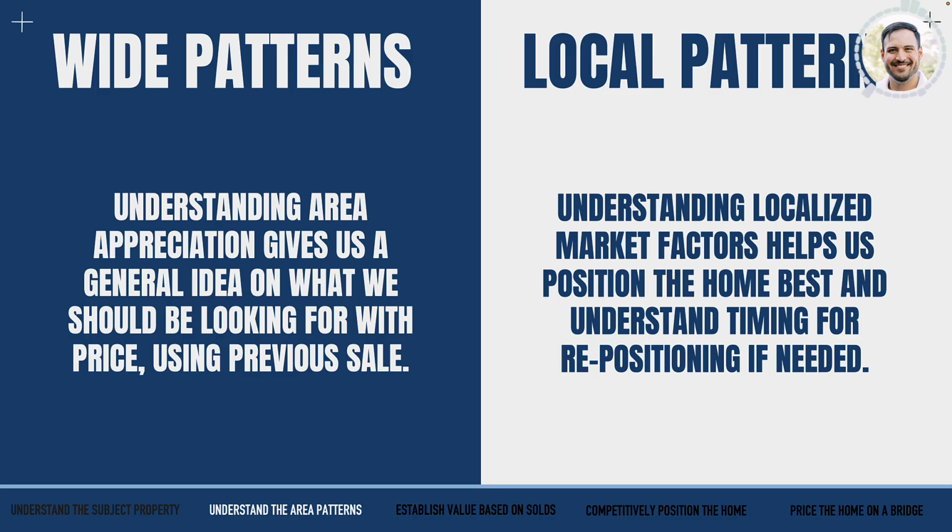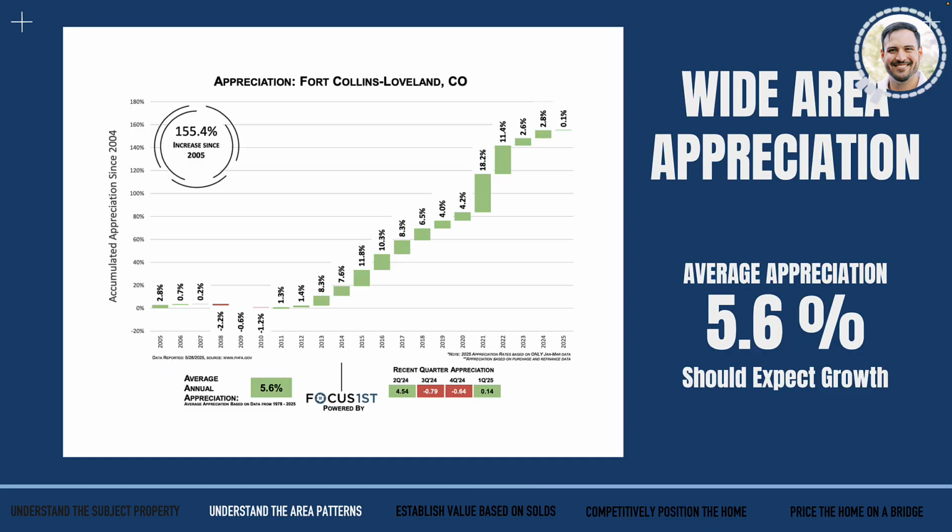So first, let's look at the wide area patterns. You can see here that we look at the appreciation for Fort Collins Loveland, which is the metropolitan statistical area that the government tracks from the Federal Housing Finance Agency, which is where this data and graph comes from. Seeing that we average about 5.6%, we should see some growth based on however long the sellers have held this house.